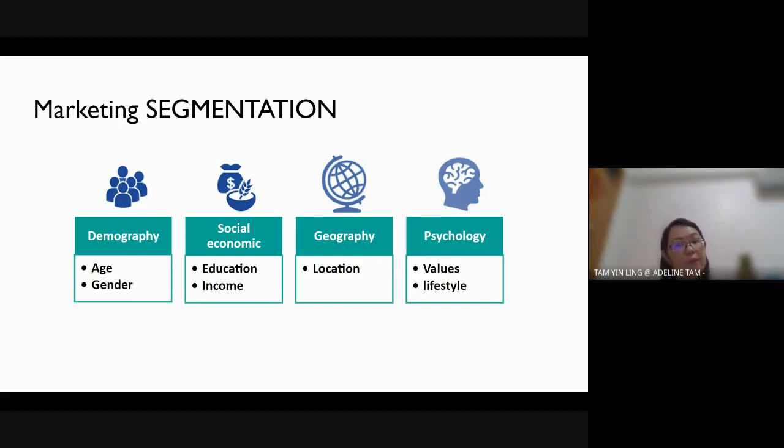And different companies might have different targets. For example, we look at cars, expensive cars. Then they are not looking at age, gender, that much. They are focusing more on income. They look at customers with this income group. These are my customers that want this type of product. So what do they want? Then only they analyze in more detail what they want.